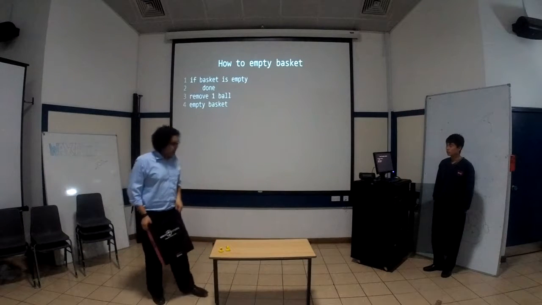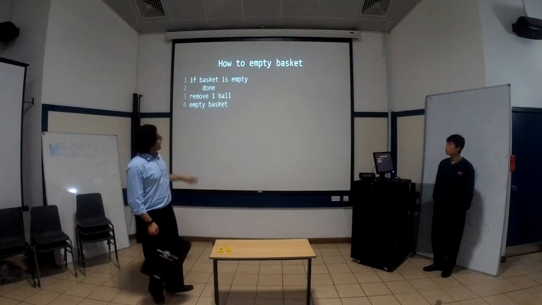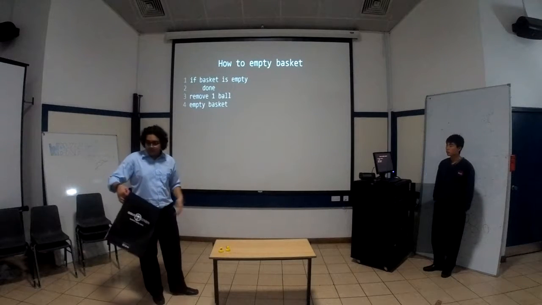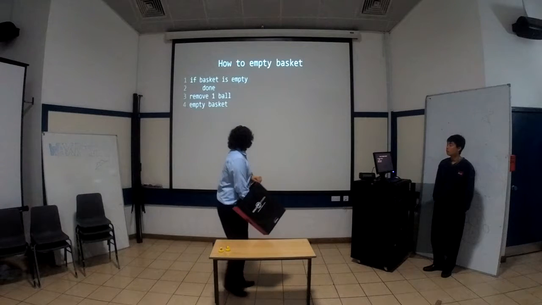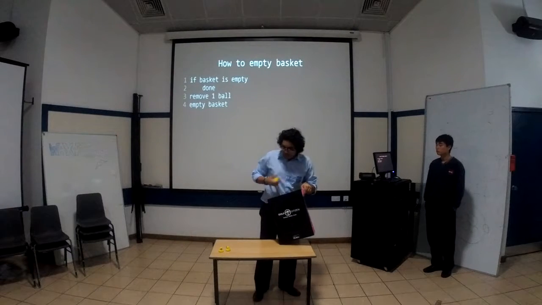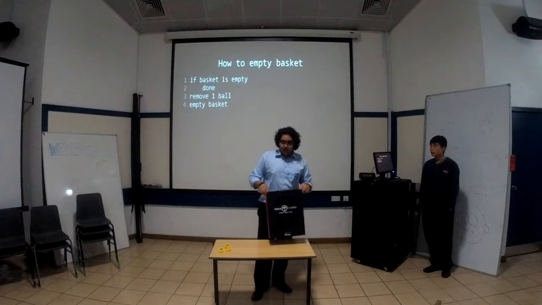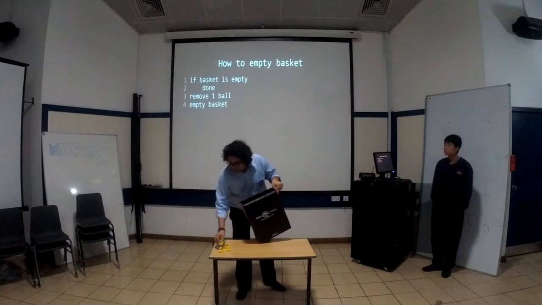Okay, how do we empty the basket? Again, we go back to line 1 because we're emptying this basket on a deeper level. It's like a recursive call to empty the basket. If the basket is empty, done. The basket's not empty, so again, we remove a duck. Then we empty the basket. Again, we keep recursively doing this now.